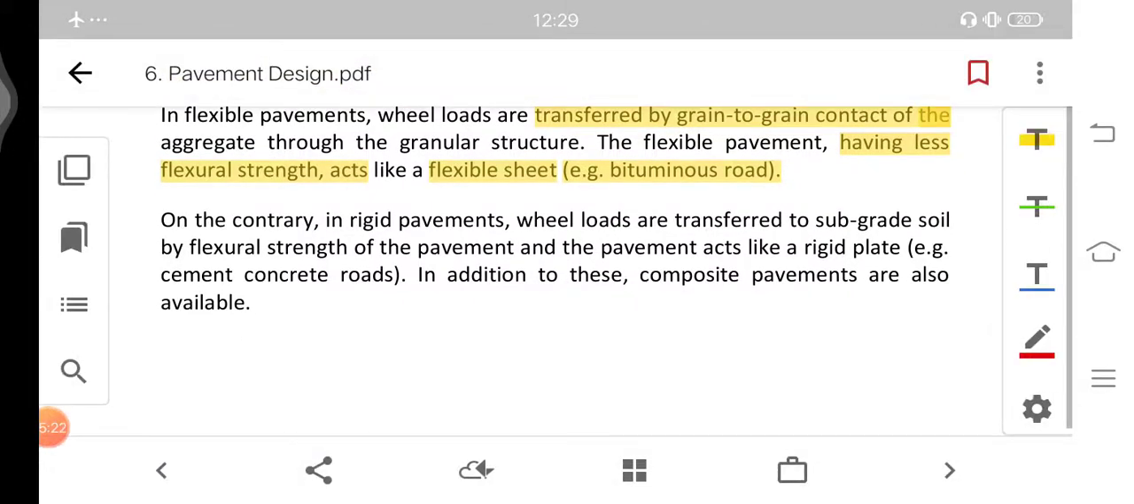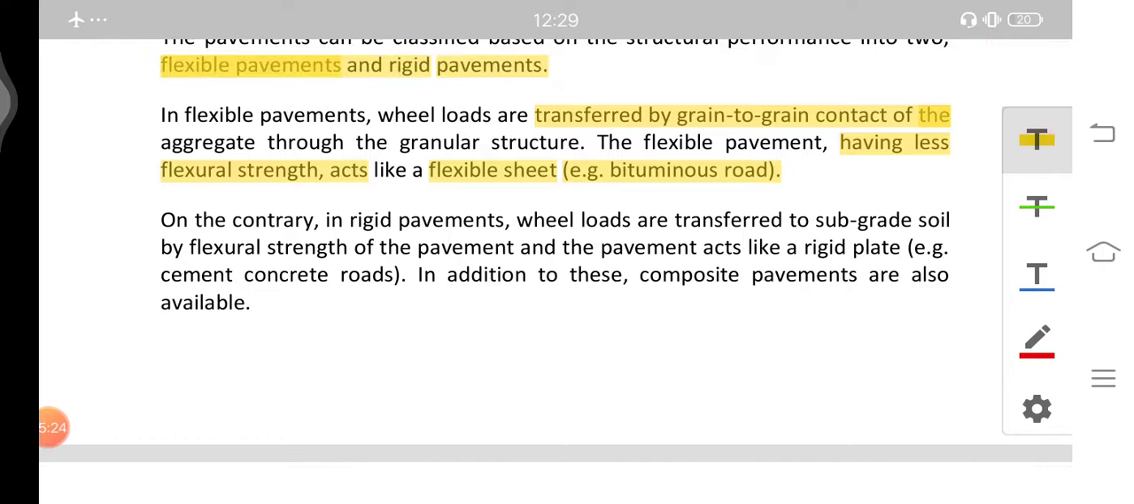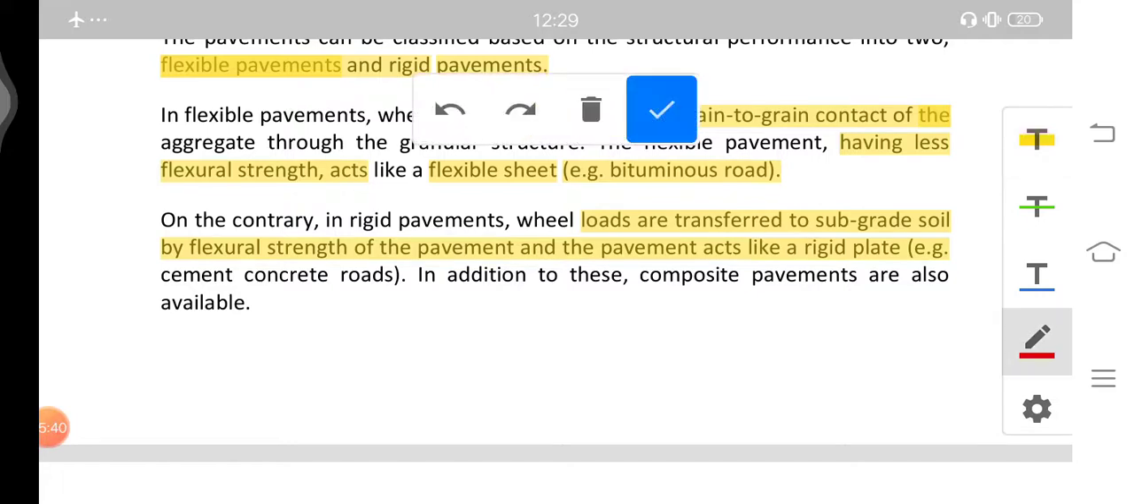On the contrary, in rigid pavements, the wheel loads are transferred to the subgrade soil by the flexural strength of the pavement, and the pavement acts like a rigid plate. In case of rigid pavements, the wheel loads are directly transferred to the subgrade by flexural strength, and they have a high flexural strength as compared to flexible pavements. And in addition to this, composite pavements are also available.